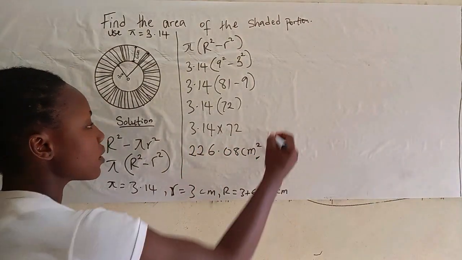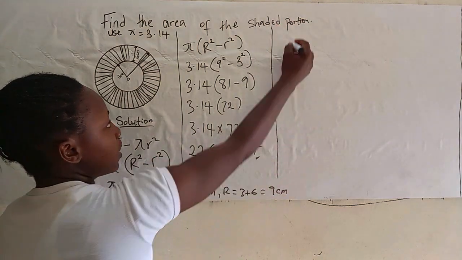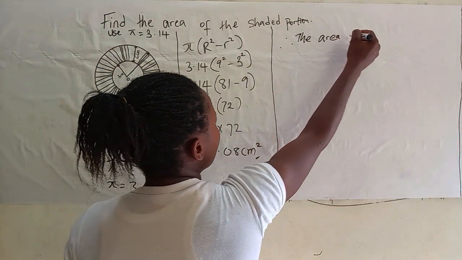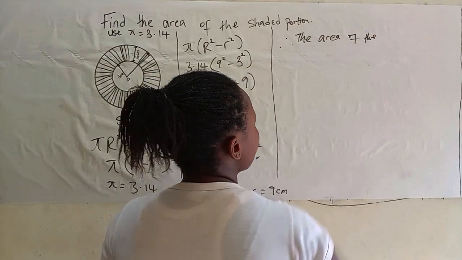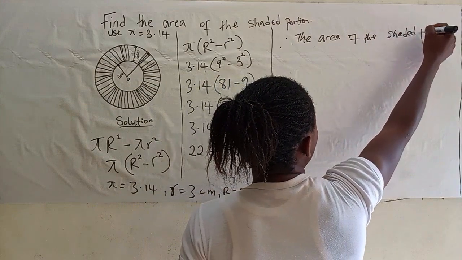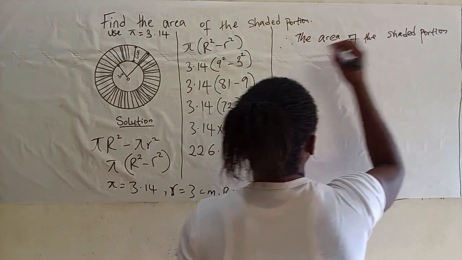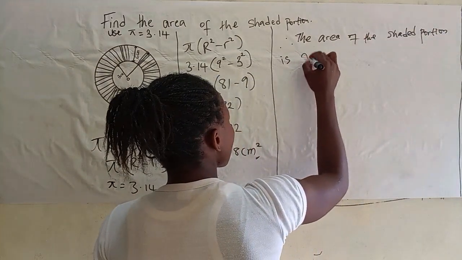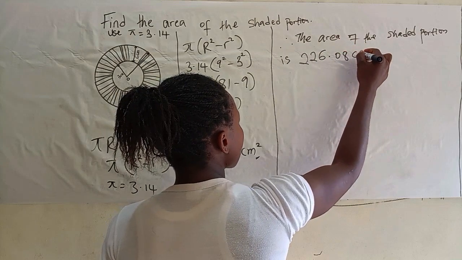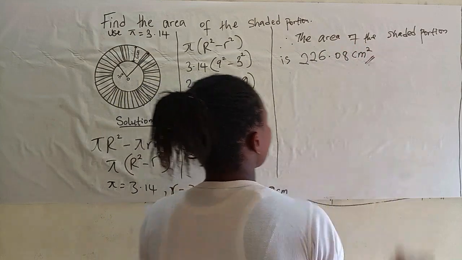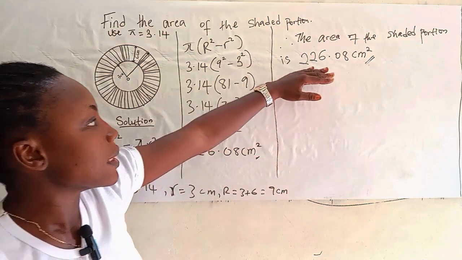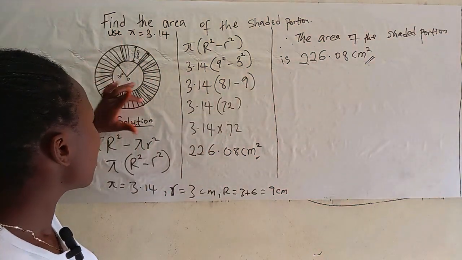So we are going to say, therefore, the area of the shaded portion is 226.08 cm squared. So we have gotten our final answer. This is the area of this shaded portion.